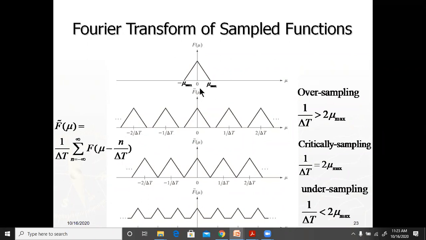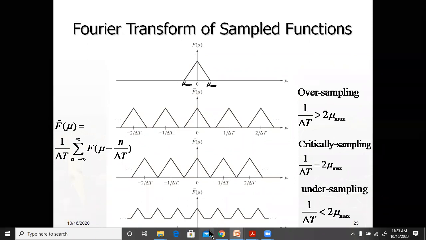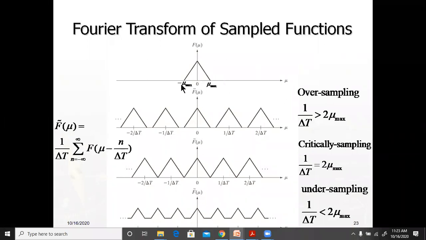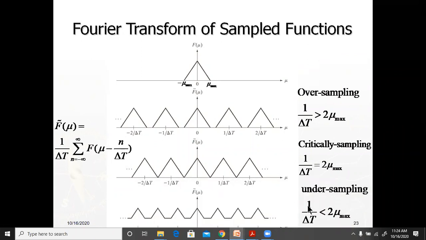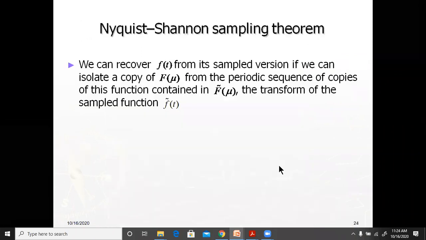But from here, you can't get back this, because even if you filter that, you'll get the function which is from here to here. So frequencies which are here will not be able to appear there. So reconstruction is not possible if we have 1 by del t less than 2 mu max. That is what it means, and that is the sampling theorem.